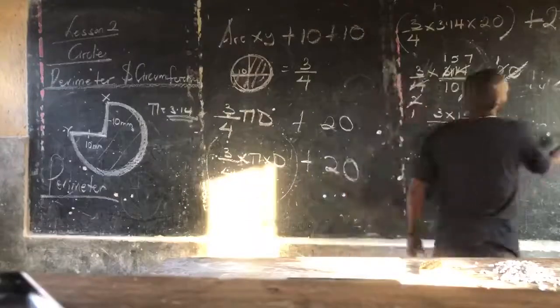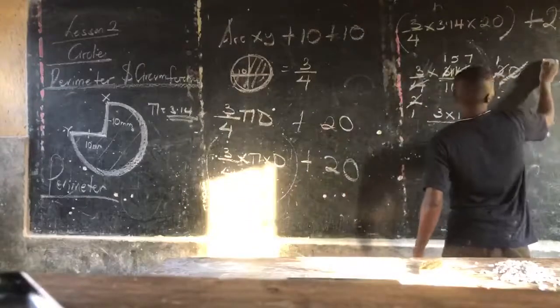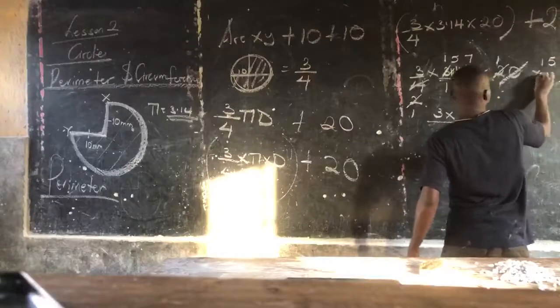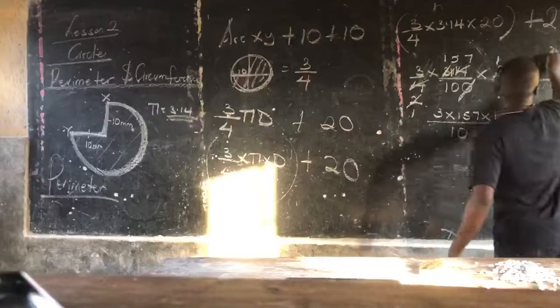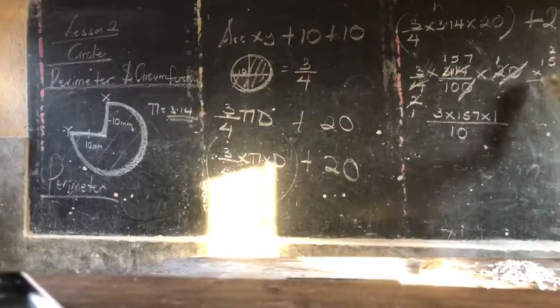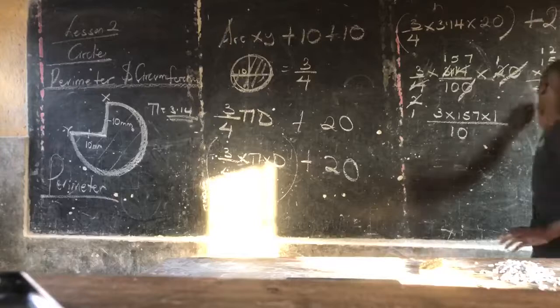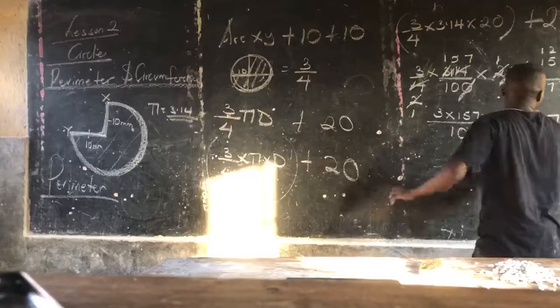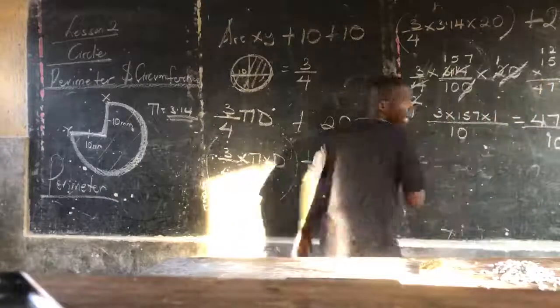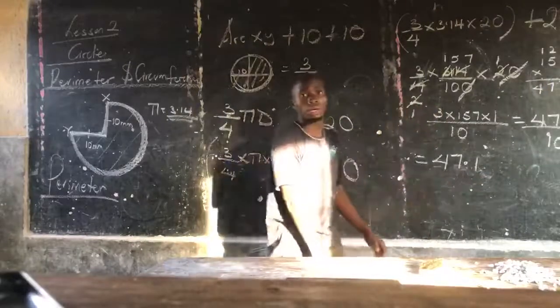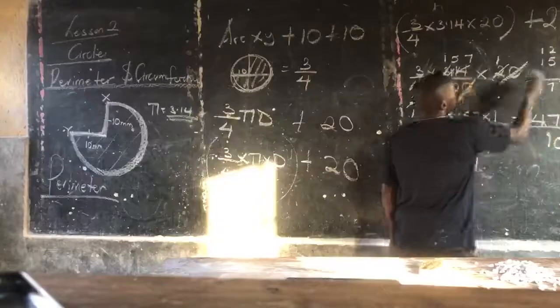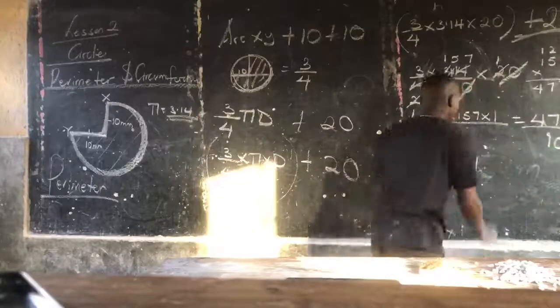Multiply this. For me, a part of working: 157 times 3. This is 21, 1 carry 2. 15 plus 2 is 17, 7 carry 1. And again, 3 plus 1 is 4. So I have 471 out of 10. So as a decimal, you are going to get 47.1. Now plus what? Plus 20.